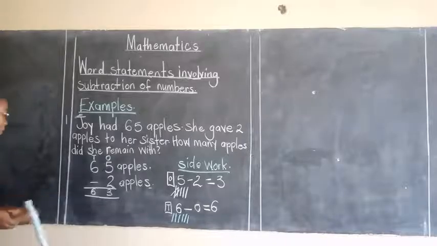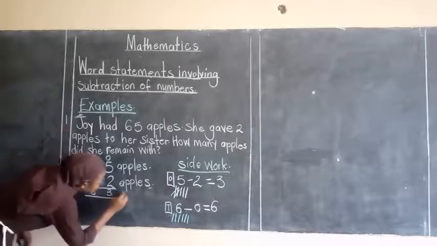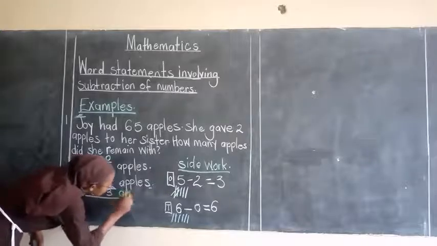65 take away 2, we shall get our answer as 63. Do not forget to write the units. We come here and we write our units. Our units are apples.